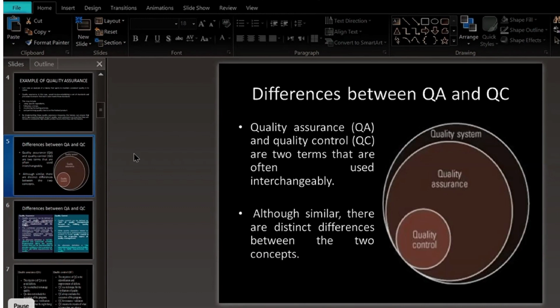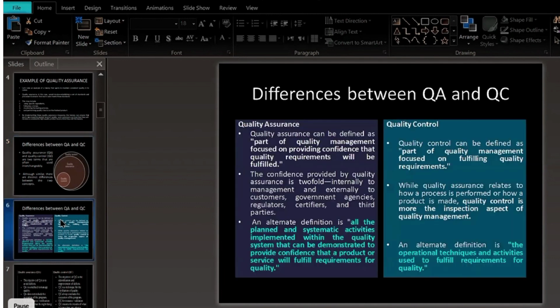So when we talk about quality assurance and quality control, they are the two terms that are often used interchangeably and synonymously at times as well. But there definitely is a difference between the two of them. Although similar, there are distinct differences between the two concepts, and that is something very important to know. I've tried to add and highlight the important distinctions there, and the difference could be seen.